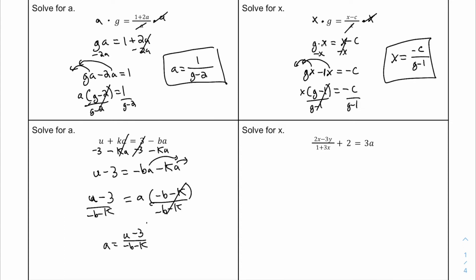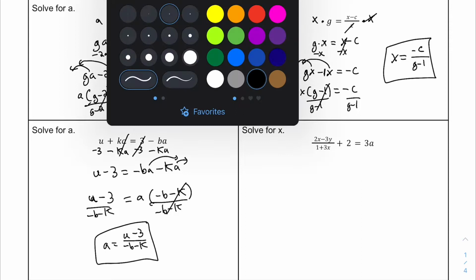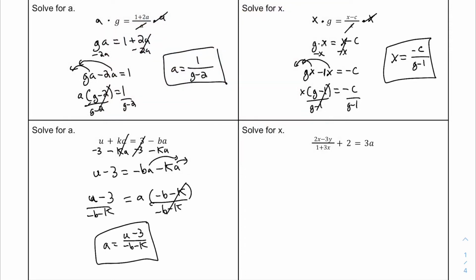If we chose to do this slightly differently, say I had added ba to both sides in the beginning. So say we had ended up with, in our second step, ka plus ba. And then say I had subtracted u, so we have 3 minus u. Then I factor out my a, and I get a times (k plus b) equals 3 minus u. And then a equals (3 minus u) over (k plus b). So this is also a correct answer.